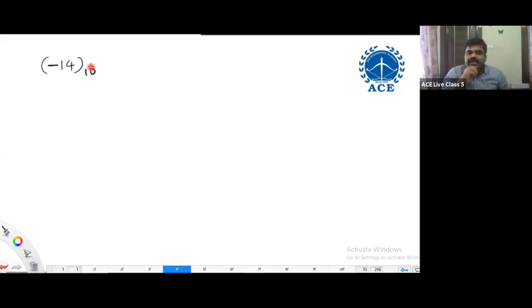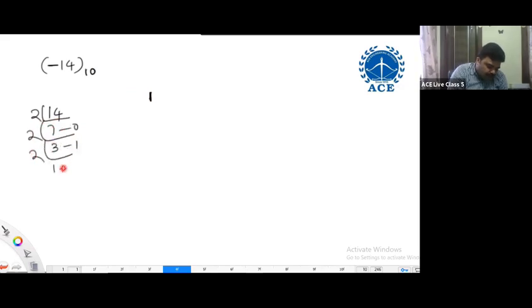How many bits are required to represent minus 14 in signed magnitude, ones complement and twos complement representation? How many minimum number of bits are required to represent minus 14? MSB is 1 because the number is negative. I'm going with the signed magnitude representation. So MSB is 1 because sign is negative. What is the magnitude? 14. 2 sevens are, remainder is 0. 2 threes are, remainder is 1. 2 ones are, remainder is 1.